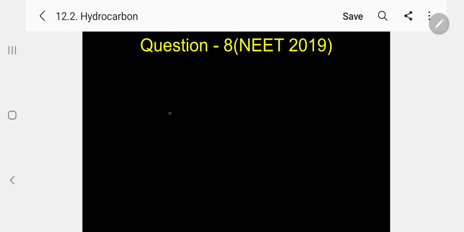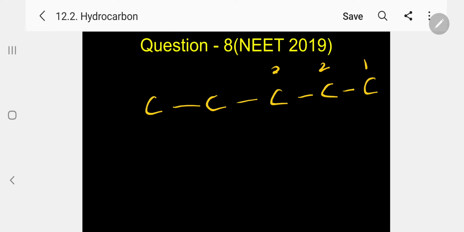Let me write the structure. First, I will write 5 carbon atoms. Please follow the tricks. Conventionally, we always write the functional group at the right hand side. So better we write numbers 1, 2, 3, 4, 5.